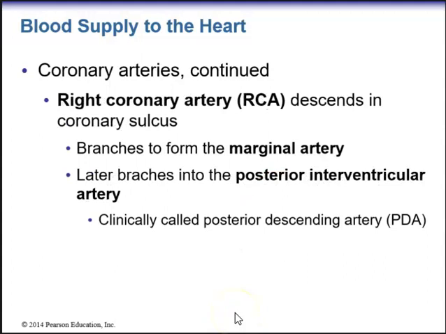The right coronary artery also will descend into that groove, the coronary sulcus, and will branch to form the marginal artery, giving blood supply to the right margin of the heart. The right coronary artery will later branch into the posterior interventricular artery. Now, clinically, this is known as the PDA, or posterior descending artery, not public displays of affection. So the right coronary artery travels posteriorly and into that sulcus between the right and left ventricle, forming that posterior descending artery.